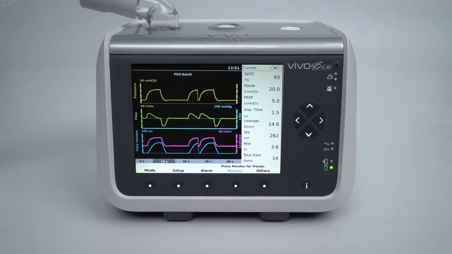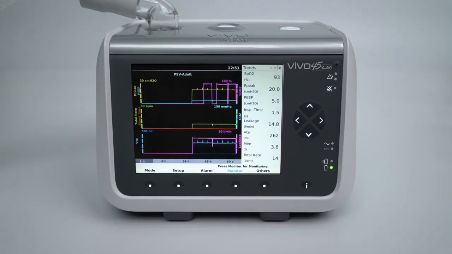When the user presses the monitoring menu button a third time, Vivo 45LS trended data will be displayed. The trended data includes delivered peak pressure, PEEP, total and spontaneous respiratory rate, delivered tidal volume, leakage measurement, and tidal CO2, capnometry and SpO2 values. The user can also select 1, 6, 24, 48 hours, or 10 days as a scale of measurement. To return to the first screen, the user will simply press the monitor menu button again.